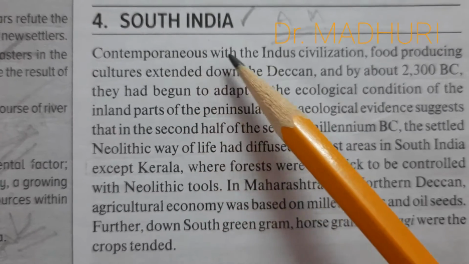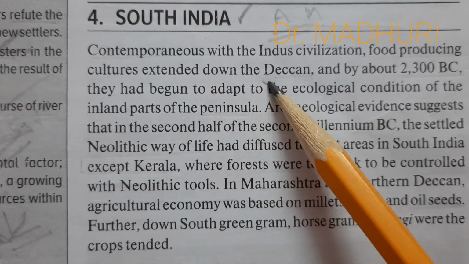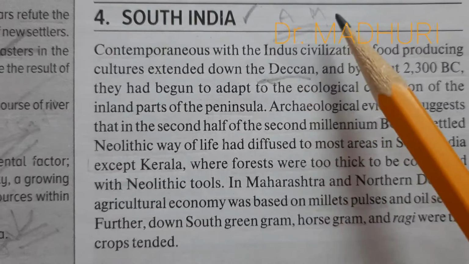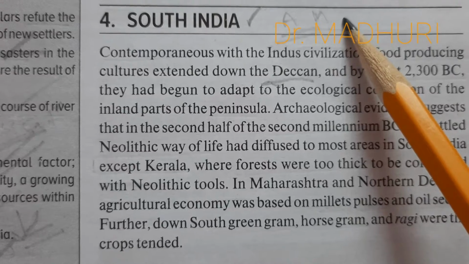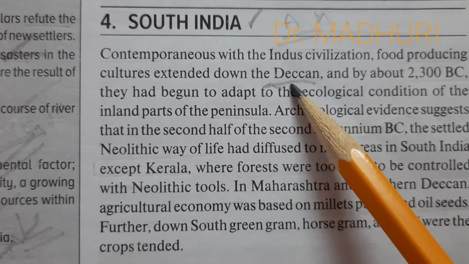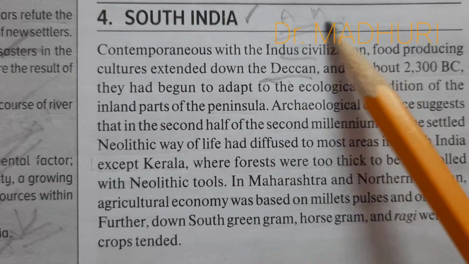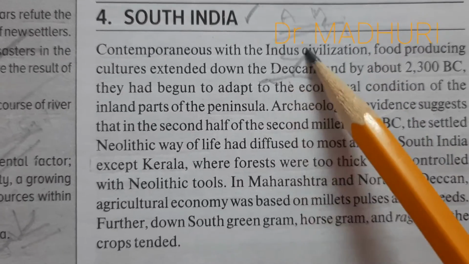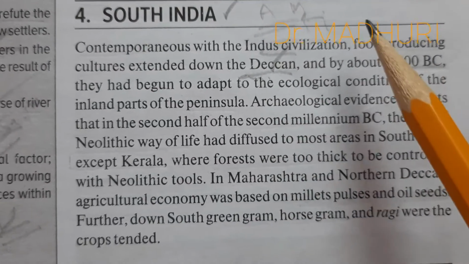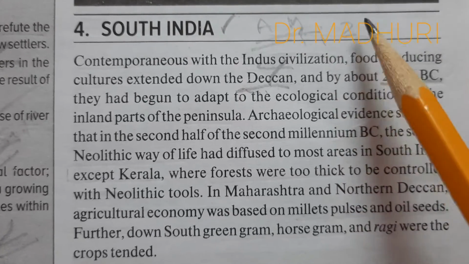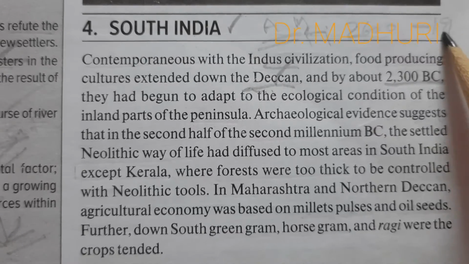Contemporaneous with the Indus civilization, food producing cultures extended down the Deccan. The Deccan is that area which covers all of the central, east, and west bulk of peninsular India. Along with the Indus Valley civilization in the northwest of India, there were also Deccan civilizations coming up at the same time, by about 2300 BC. The Indus Valley civilization was from 2600 BC to 1900 or 1800 BC.